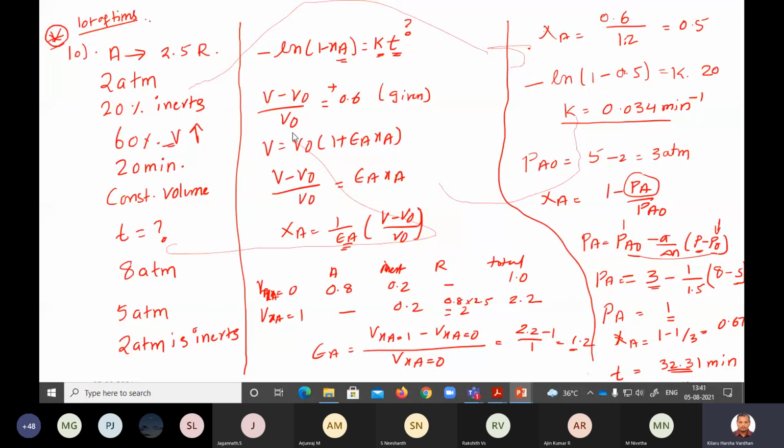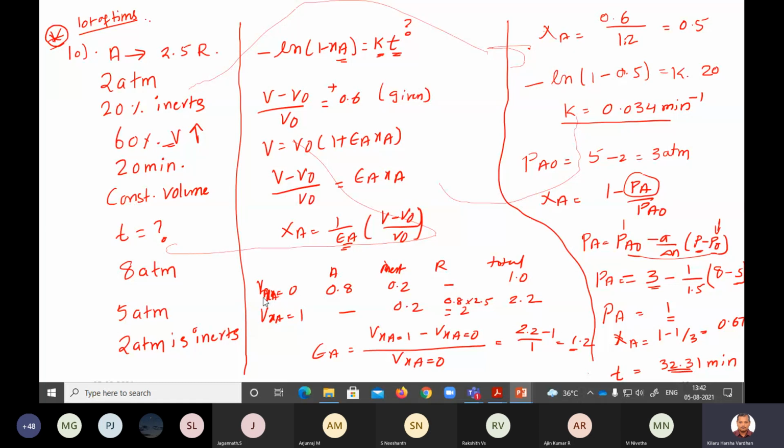So (V minus V naught) by V naught is 0.6. We know that V is V naught into (1 plus epsilon A XA). So we can write V minus V naught is epsilon A XA. From that, XA we can calculate as 1 by epsilon A times (V minus V naught) by V naught. Let us find what this epsilon A is. How much is the epsilon A?